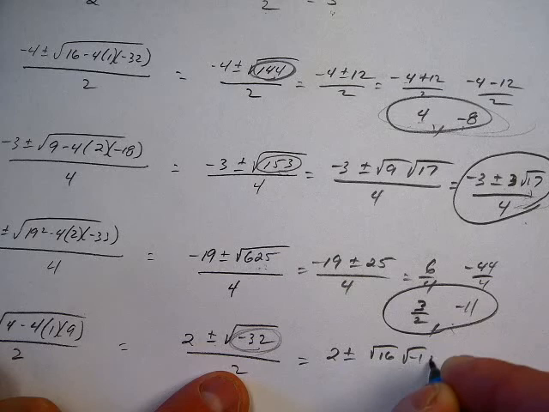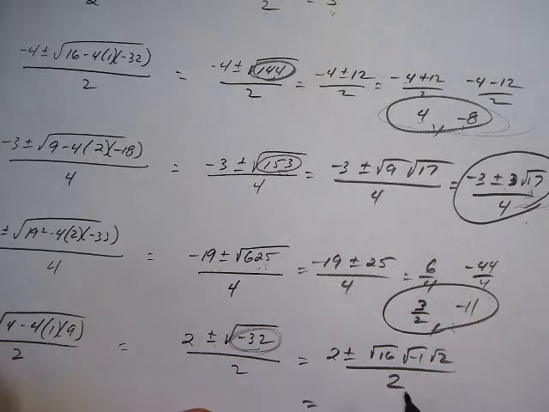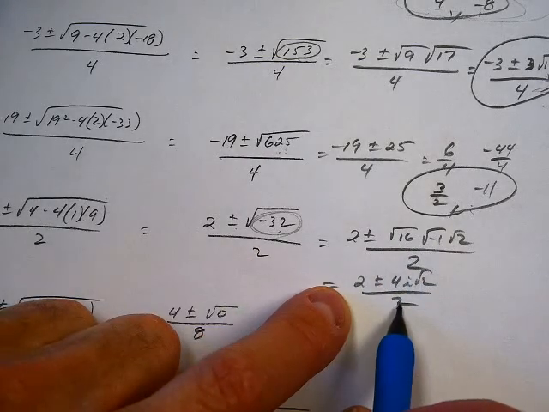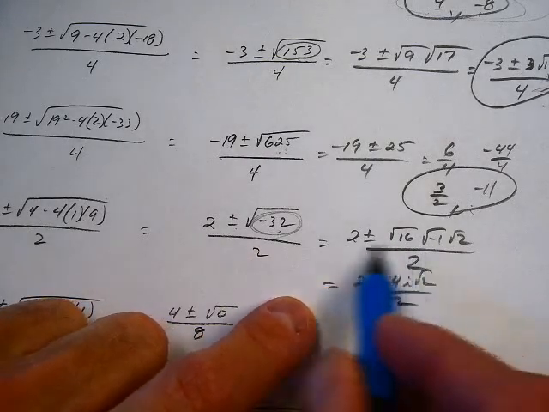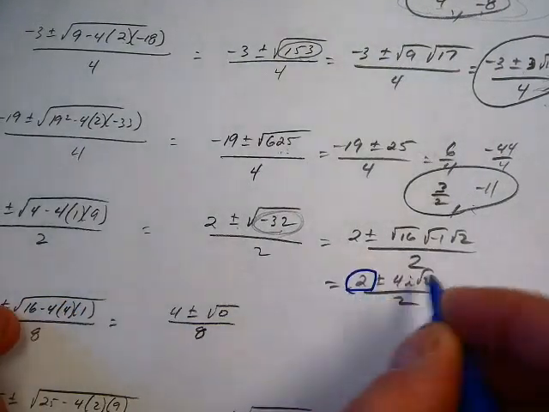Okay, so square root of negative 32, let's just reduce this. So I get square root of 16, square root of negative 1, square root of 2, and I'm going to have 2. So 2 plus or minus 4i square root of 2 over 2. Okay, now we're going to work on simplifying this, especially with these bottom ones. But in order to divide by 2, I've got to divide everything by 2.